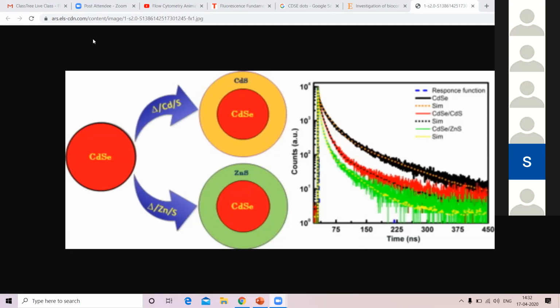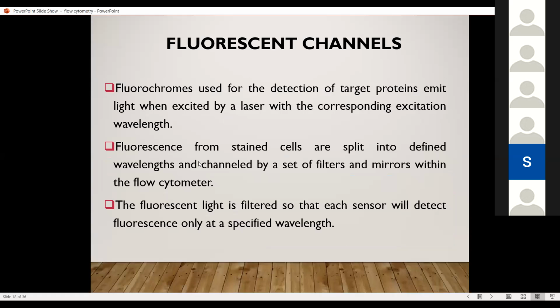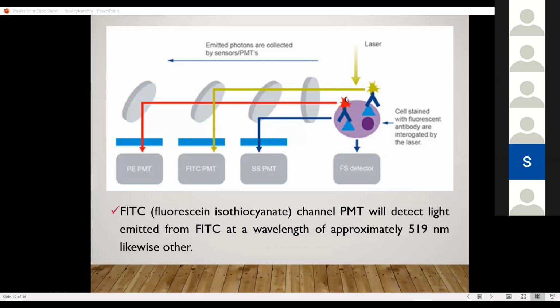I am telling you about the possibilities of fluorescent molecules that can be used for flow cytometry. We can use many kinds of fluorescent molecules, as we already know about our fluorescent dyes, which are commonly used for our experiments. But we can also use other quantum dot materials or nanomaterials as fluorescent tags.